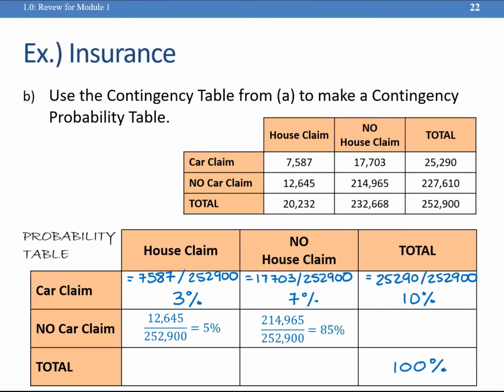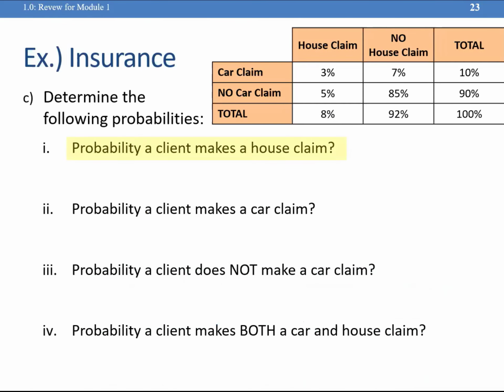Okay, now we're going to use this probability table to answer some questions. So we're going to determine the probability a client makes a house claim. So for house claim, I would be looking at the total probability of a house claim of 8%. And so that would be P of house claim is equal to 8%.